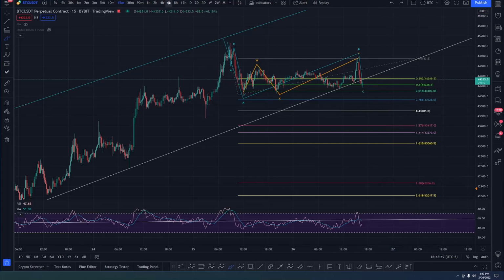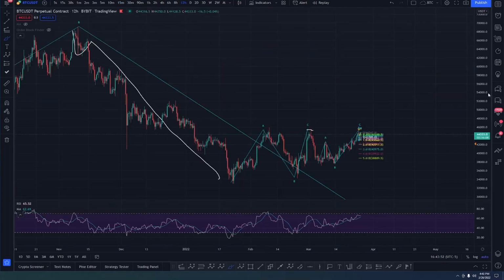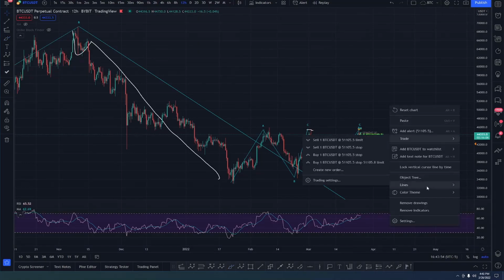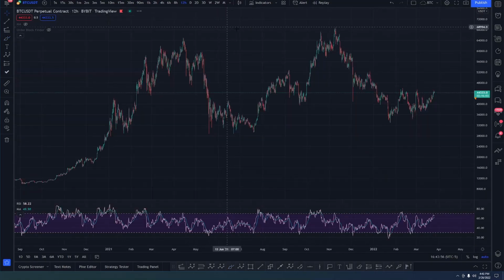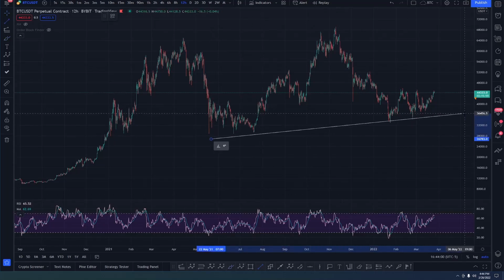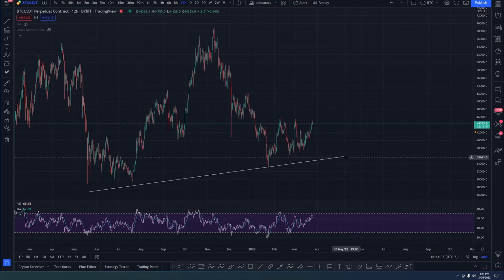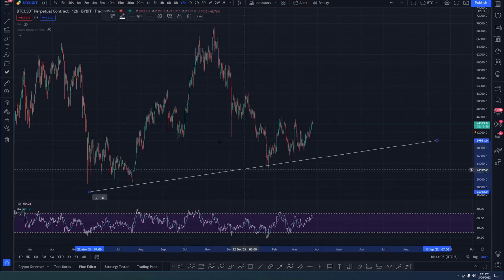Let me show you one more macro idea, and then we'll get out of here for the day. The last macro idea is that we could be forming a triangle, okay? And what we might be in is, let me just do this here. Right there. Boom.